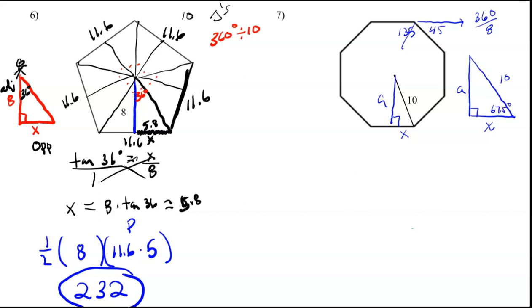Right now, this all depends on who we want to go after first. I'm going to put my guy right here, and let's go after the apothem first. To get the apothem, it's going to be opposite, and then we have hypotenuse. So we're going to set up a little equation, and we're going to use sine, because that's opposite and hypotenuse. Sine of 67.5 is A over 10. So I multiply both sides by 10, and A is 10 sine 67.5.